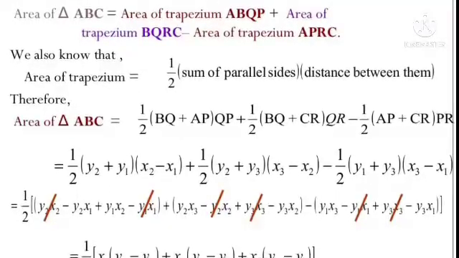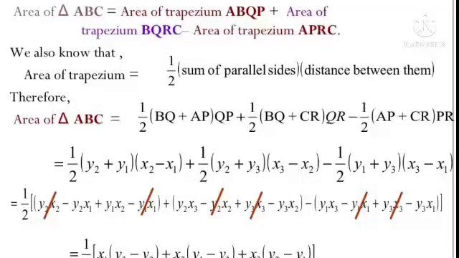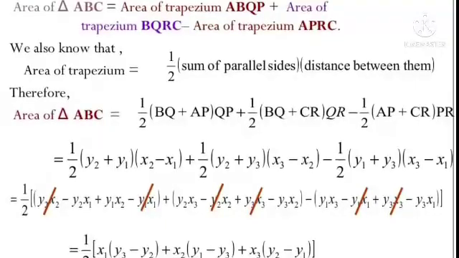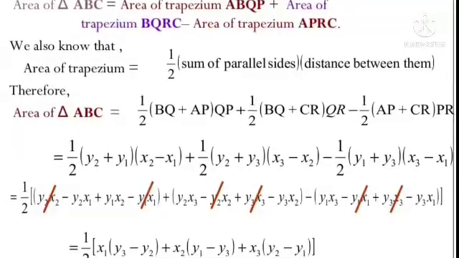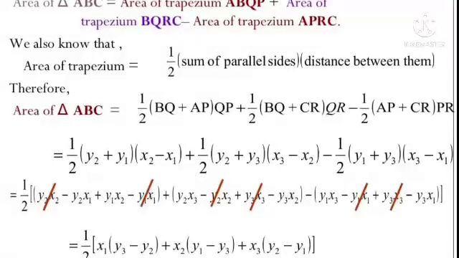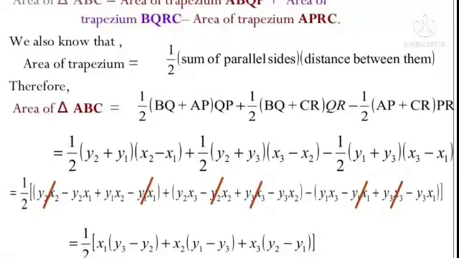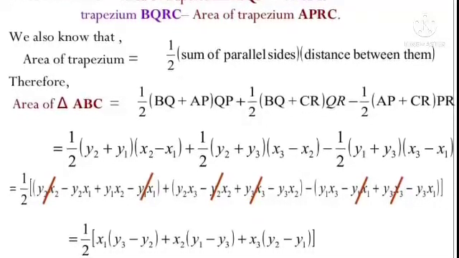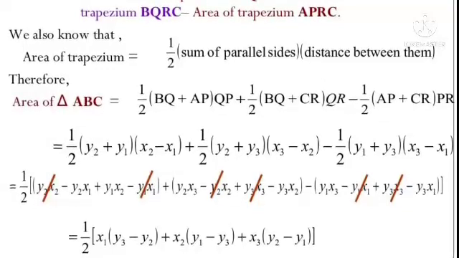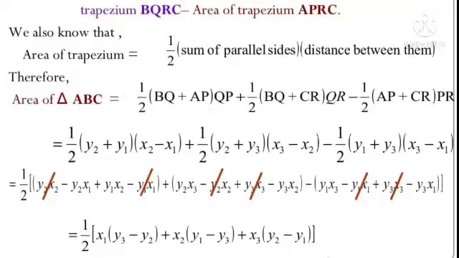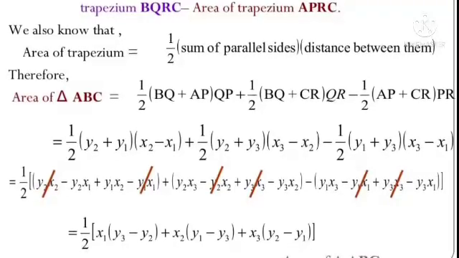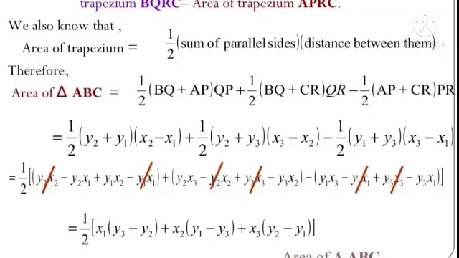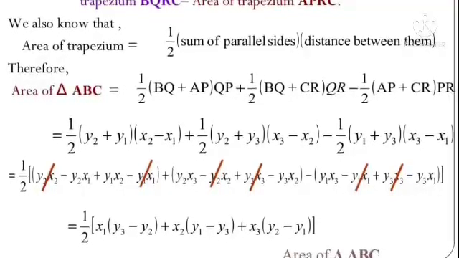y2 x2, y1 x1 and y3 x3 cancel out each other, remaining with half of (minus y2 x1 plus y1 x2 plus y2 x3 minus y3 x2) minus y1 x3 plus y3 x1. So now it is equal to half of [x1 (y3 minus y2) plus x2 (y1 minus y3) plus x3 (y2 minus y1)].